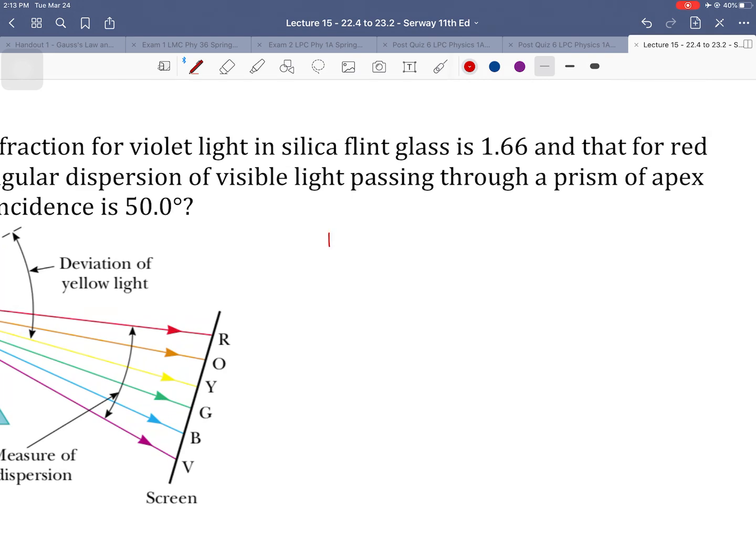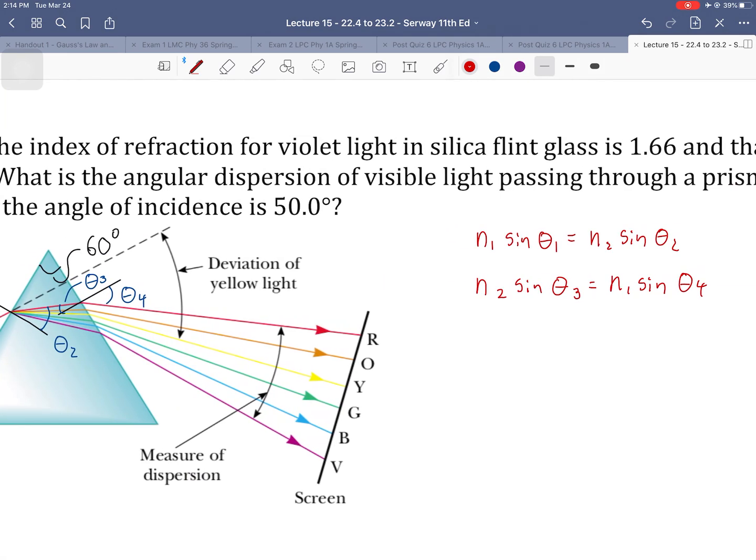All right, so we'd have n1 sine theta 1 equals n2 sine theta 2. That's Snell's law passing into the prism. On the way out, we would have n2 sine theta 3 equals n1 sine theta 4. Lastly, we have that theta 3 is going to be 60 minus theta 2.